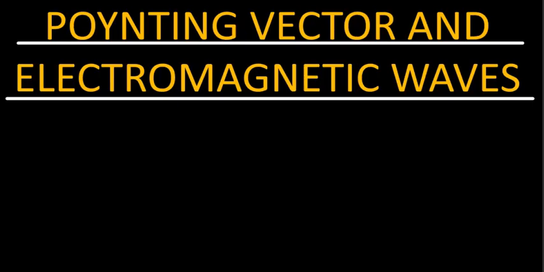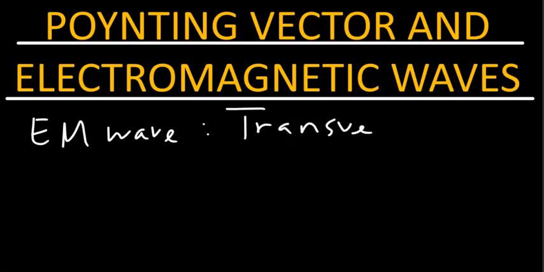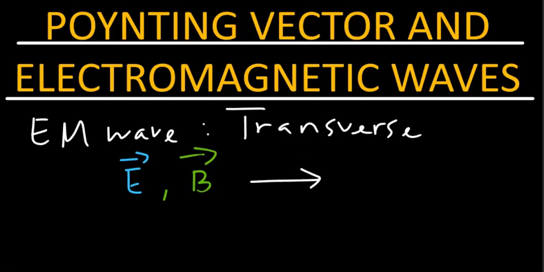In today's video, we will look at Poynting vector and electromagnetic waves. An electromagnetic wave is a transverse wave. What that means is the oscillating objects, in this case the electric field and the magnetic field, are both perpendicular to the direction of propagation of the wave and to each other.